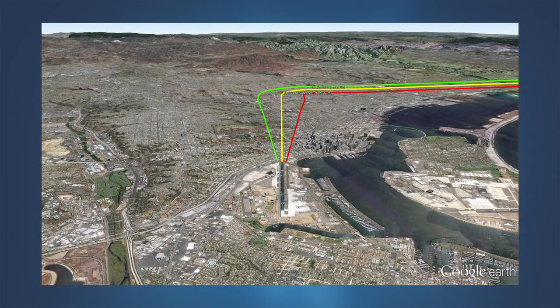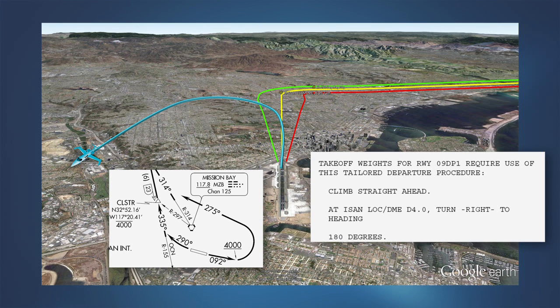When taking off from runway 9, the San Diego Lindsay SID turns left to a 275-degree heading after passing 4,000 feet. However, the engine failure procedure for this runway calls for a right turn to a 180-degree heading after passing the ISAN 4.0 DME. In this example, if the engine fails prior to reaching 4,000 feet, the pilot is still able to follow the engine failure procedure. On the other hand, if the engine fails after attaining 4,000 feet and in the left turn, the engine failure procedure is no longer applicable.